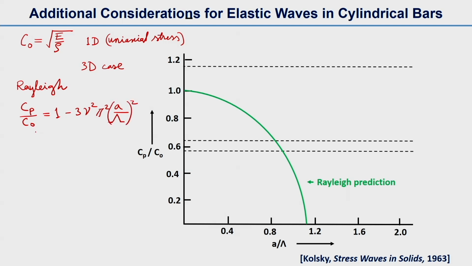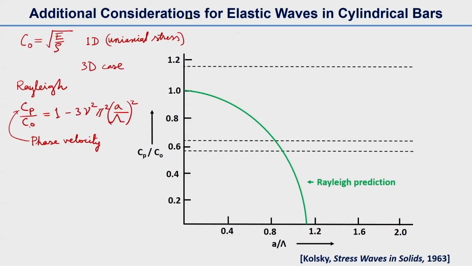So Cp here is the phase velocity, which is nothing but the wave velocity in this 3-dimensional case. So when we allow multi-axial stress conditions, this phase velocity is normalized by C naught, which is for the uniaxial case, and nu is the Poisson's ratio, pi, and then A is the bar radius or cylinder radius, and capital lambda is the wavelength.